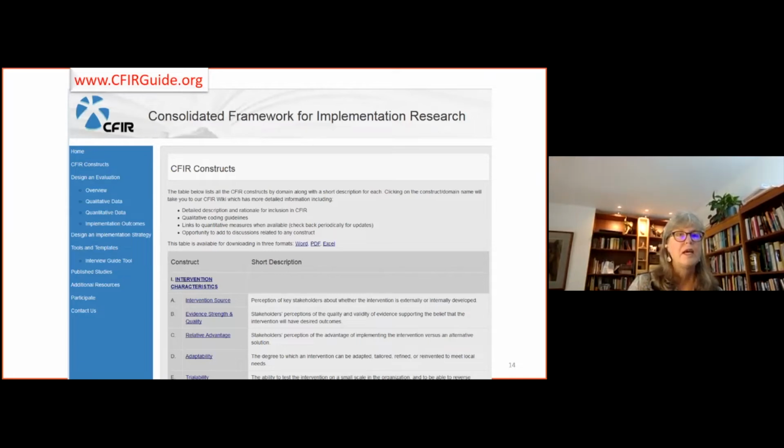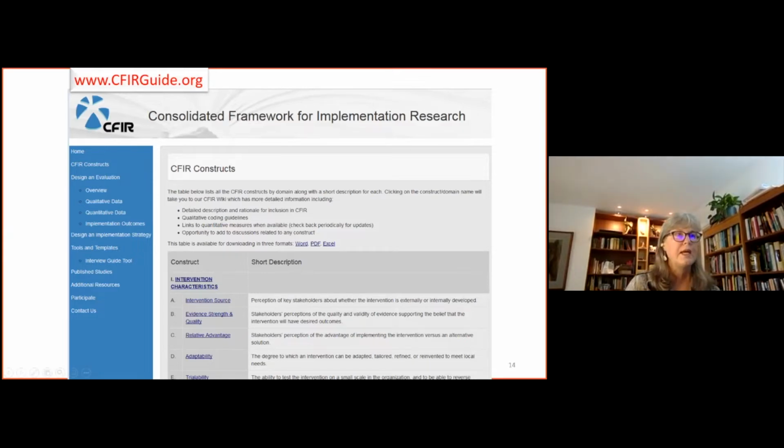So the Consolidated Framework for Implementation Research is a determinant framework. And this means that it is an organizing structure for over 30, well, I count 39, it just depends on how you count them, 39 different constructs and subconstructs across 5 different domains. And what the CFIR does for us is it gives us language and labels and definitions and concepts that we can use to help make sense of the dynamic, multi-dimensional context within which we're doing implementation.